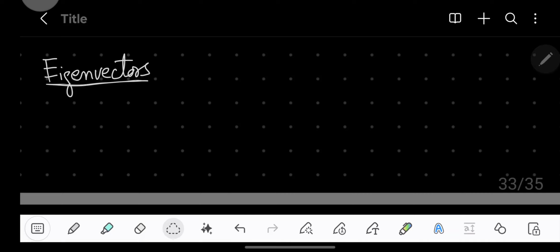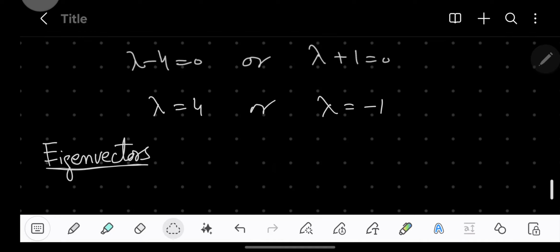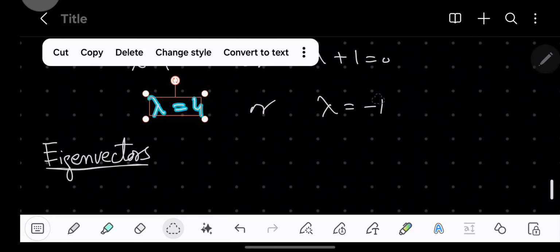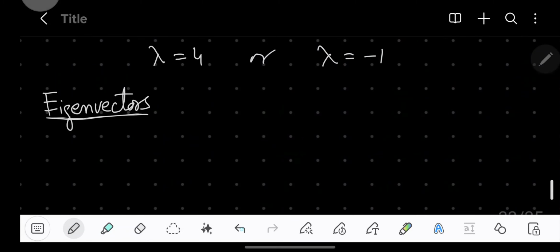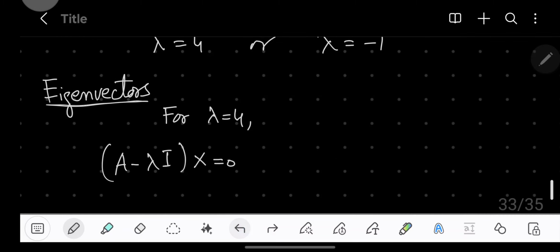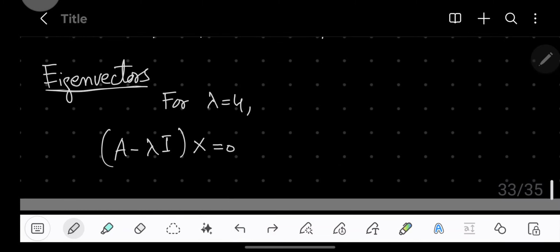Now, we will find the eigenvectors corresponding to these two eigenvalues. So, let's look for the eigenvalue lambda is equal to 4. For lambda is equal to 4, or for any eigenvalue, in order to find the eigenvector, we will solve this equation.